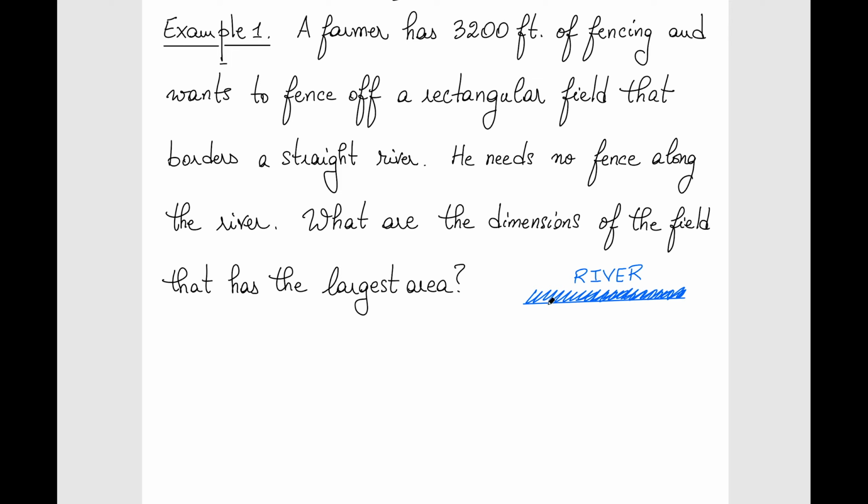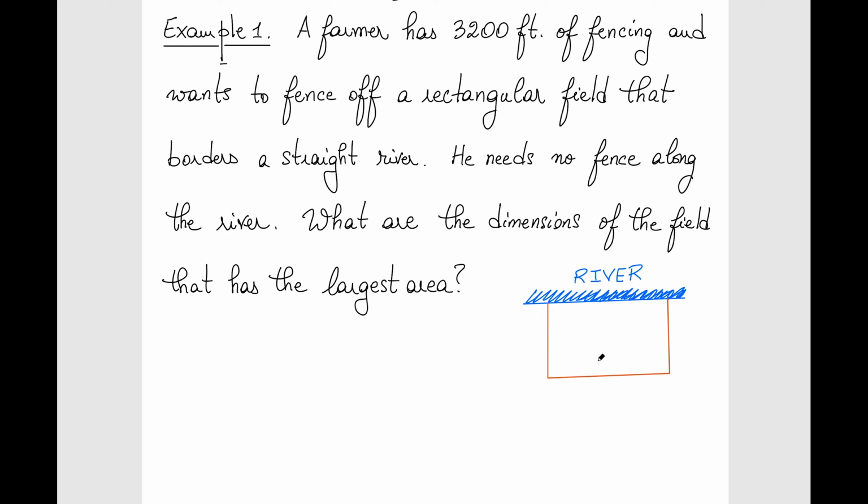So he's going to have to fence an area like this, a rectangular area like this, one side of which is the river, and he's not going to use the fencing he has on that side. Okay, so only the orange or the brown part that you see on the screen is what he's going to be fencing. Correct? All right. The question is, what are the dimensions of the largest area that he can fence?